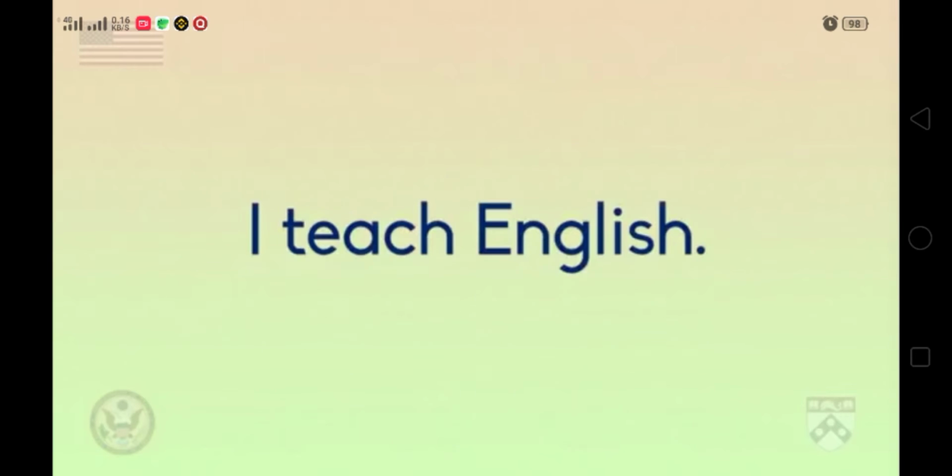Okay, so how do we form the present simple? Well, it's not called the present simple for no reason. It's actually pretty simple to form. You take the base form of the verb, and that's it. For example, I teach English. Teach is the base form of the verb to teach.